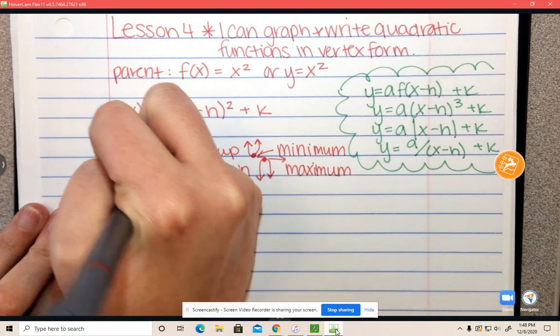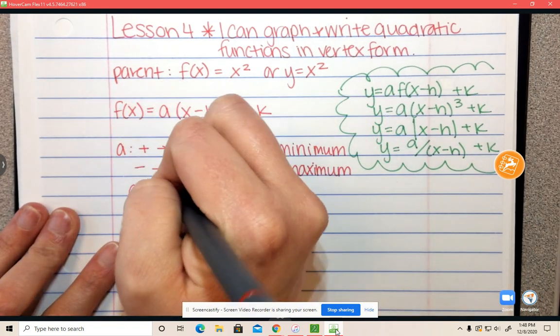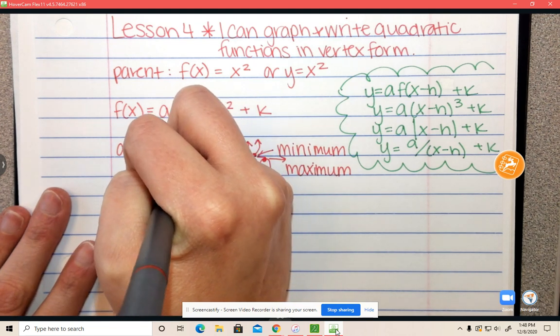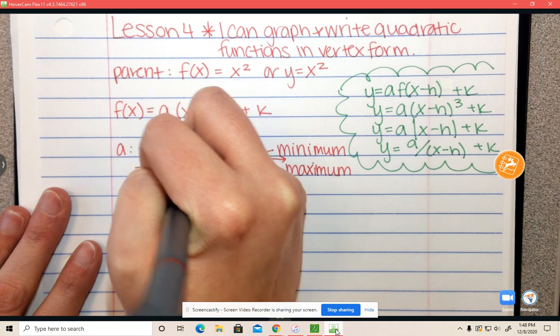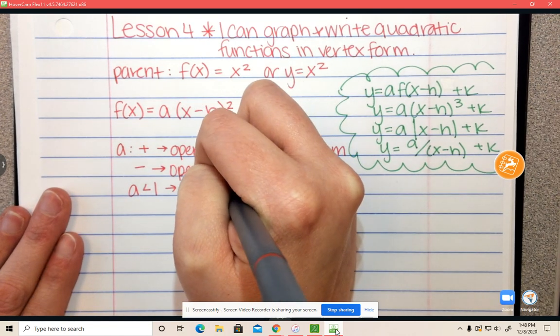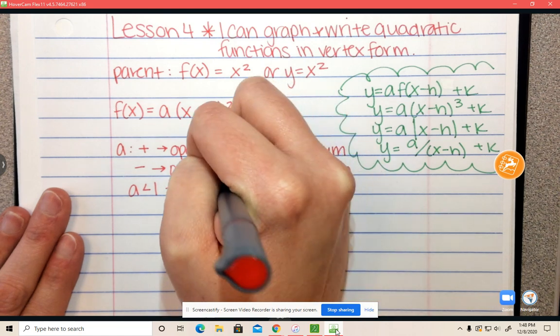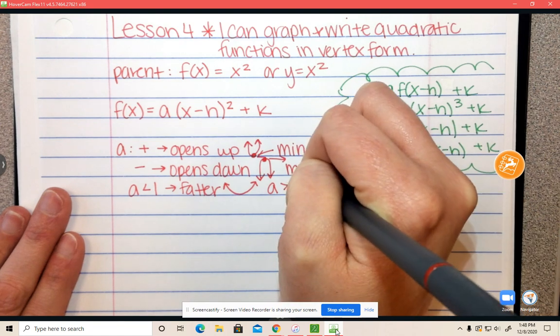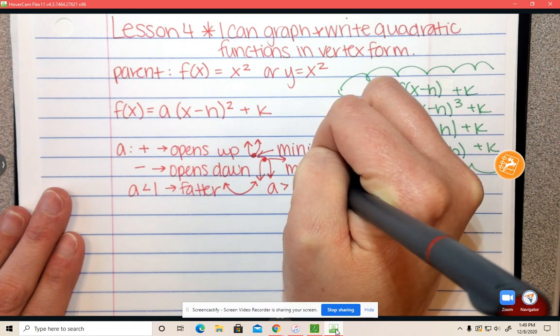Okay? If the absolute value of a is less than 1, then your graph is going to be fatter or flatter, however you want to think of it. So it'll be more like this. If the absolute value of a is greater than 1, you'll have a skinnier U.